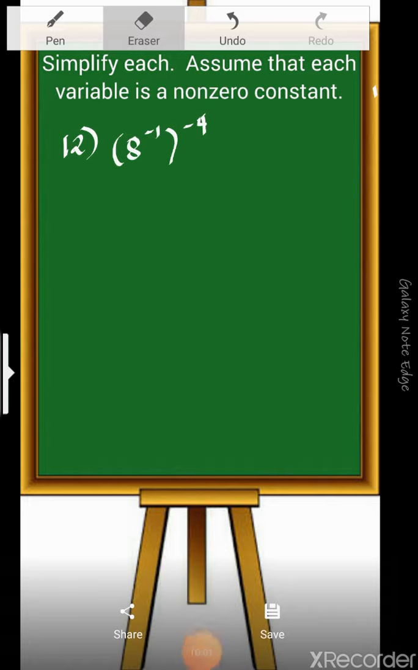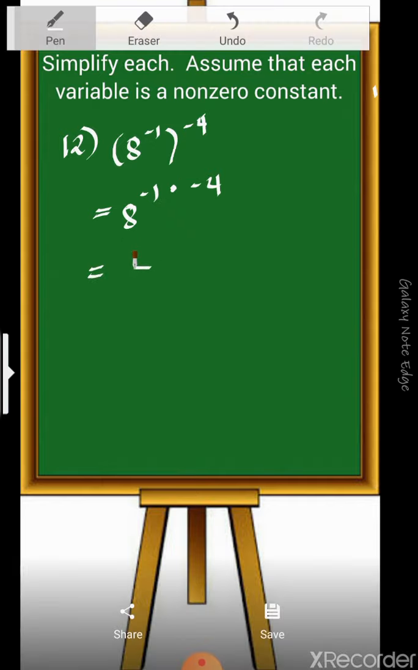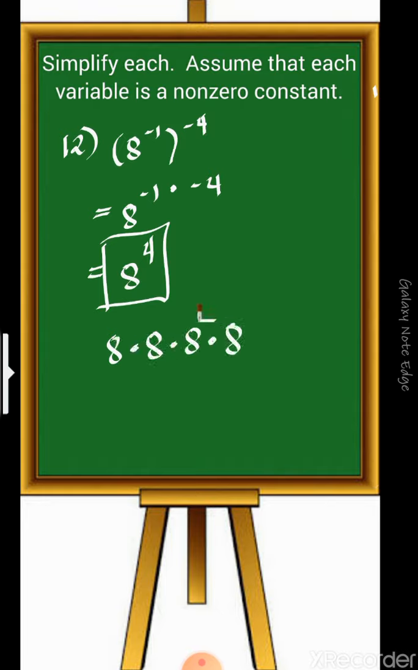For number 12, the property that we are going to apply here is the first power rule for exponent. So we are just going to multiply the exponent. So it will become 8 raised to negative 1 times negative 4. Since both of them are negative, it will become positive. Negative 1 times negative 4 is positive 4. Or 8 times 8 times 8 times 8, the answer is 4096.